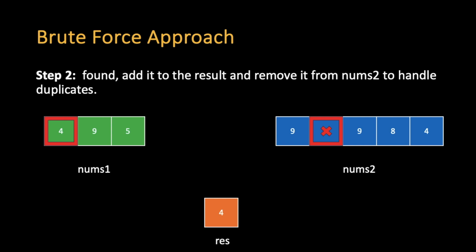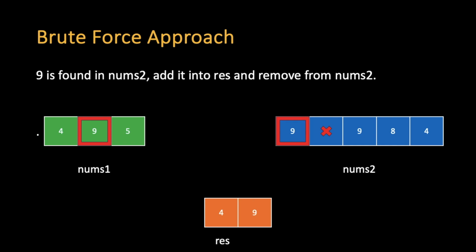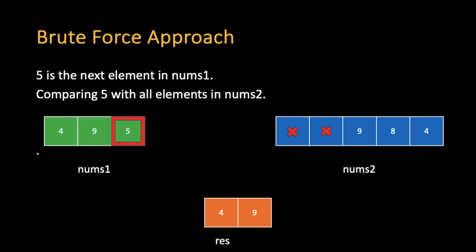Now we will iterate to the second element of nums1, the first array. The second element is 9. Now we'll start comparing. In the first occurrence itself in nums2 we found 9. Whenever we find the element, we will store it in the result set, which is now 4 and 9, and we will remove this 9 from the second array, nums2. Now coming to nums1, we will take the next element, that is 5. Now we'll be comparing this 5 with all the elements of nums2.